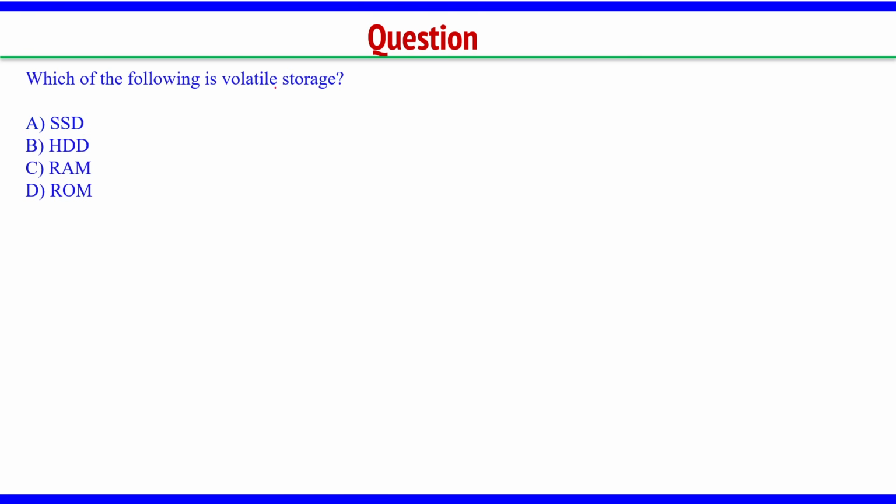Which of the following is a volatile storage? Means temporary storage. SSD, HDD, RAM and ROM. So obviously the answer is RAM, because RAM is the temporary storage, volatile storage. Once the computer is switched off, the memory data is erased.